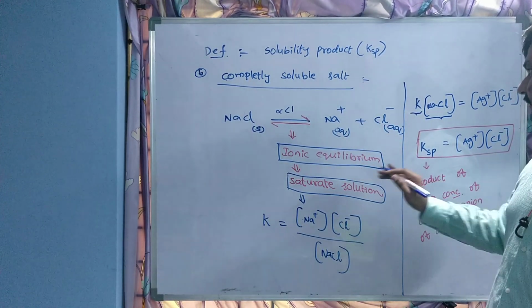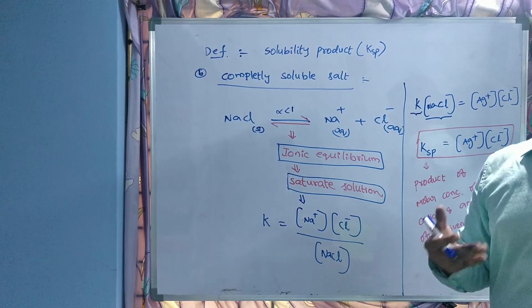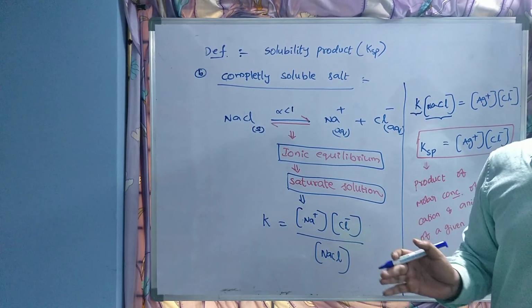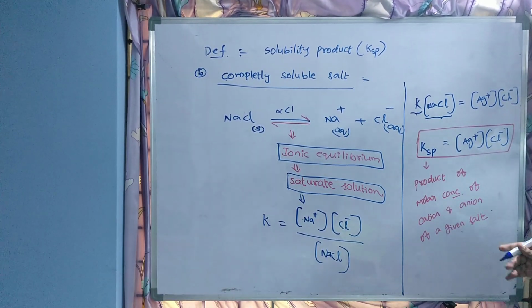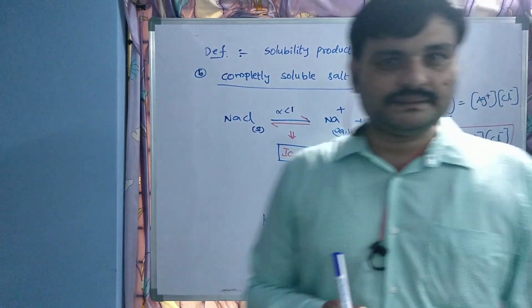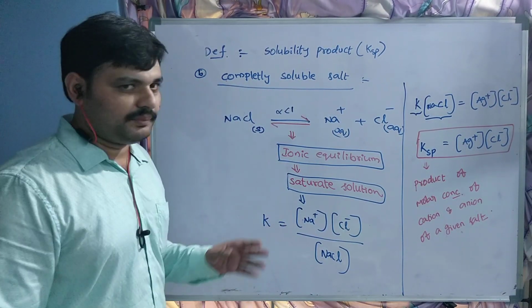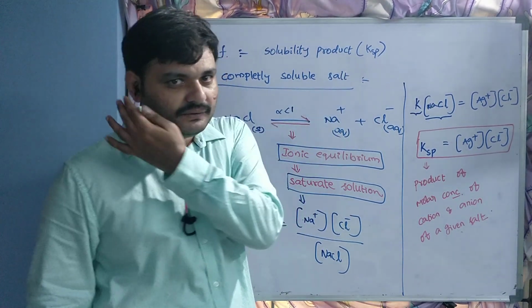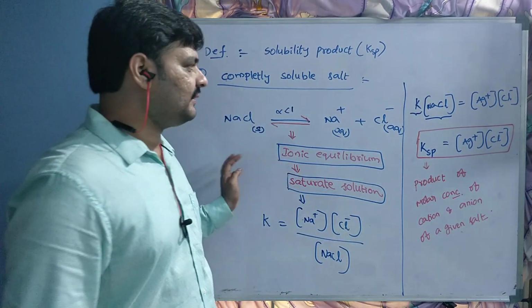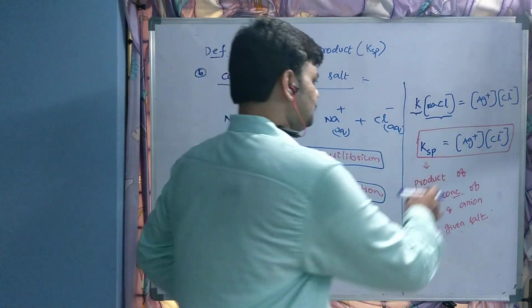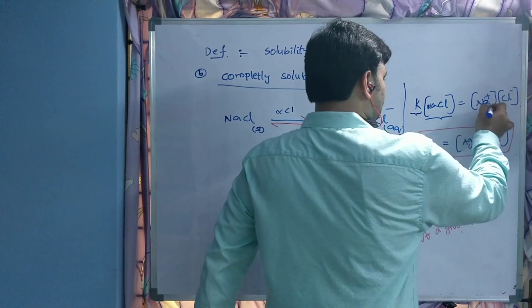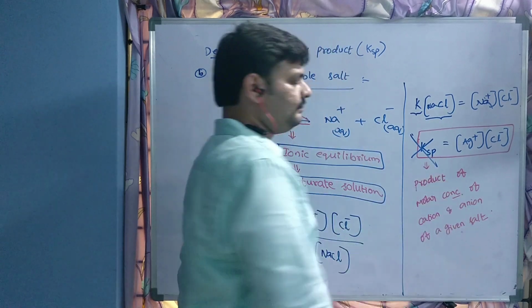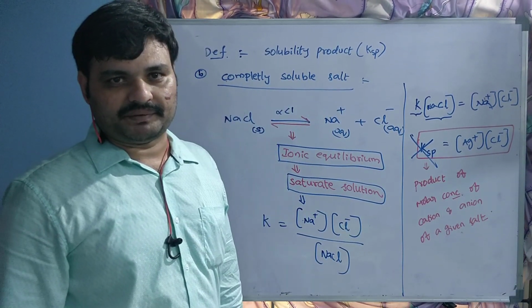If it is a sparingly soluble salt, here AgCl is not completely soluble. That's why it is significant. But in the case of a completely soluble salt like NaCl, it is completely soluble. It is completely dissociated into Na plus and Cl minus ions. Therefore, in this case, this value is not considered as a constant value and as a KSP value.